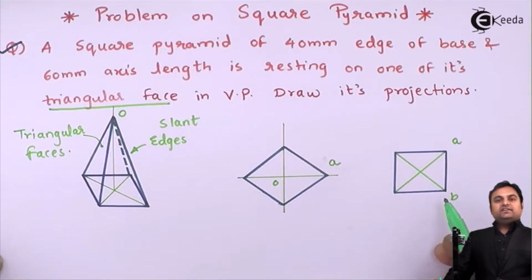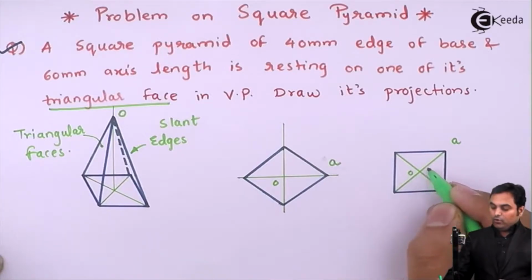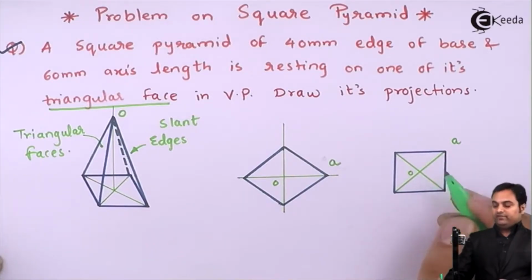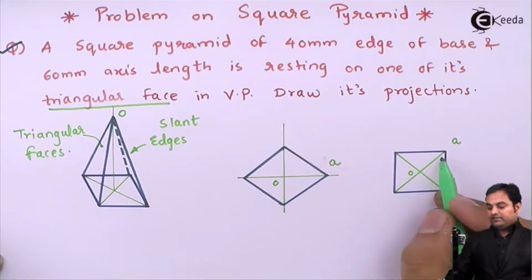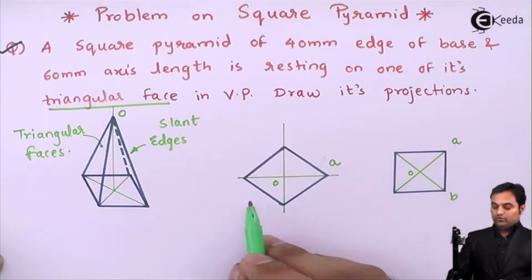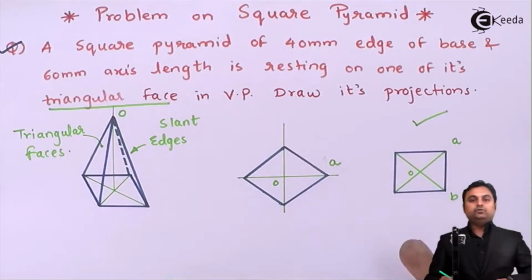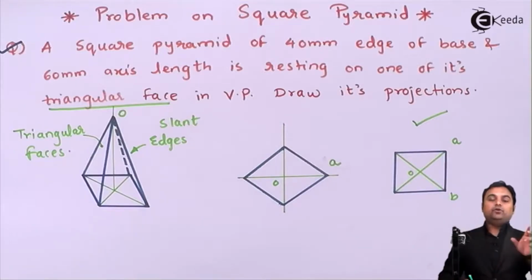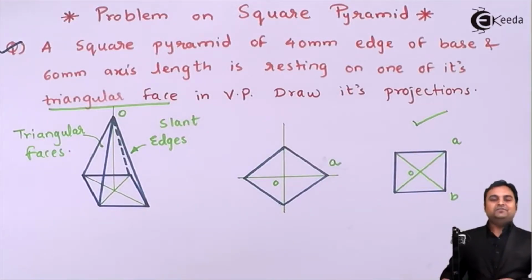So if I see the second condition where there is a triangle OAB, it is the triangular face, and when I tilt this pyramid, it will be resting against this triangular face. So out of the two, the second condition is correct. So we need to draw this in the front view because pyramid is there in VP. Let us get started with the solution.